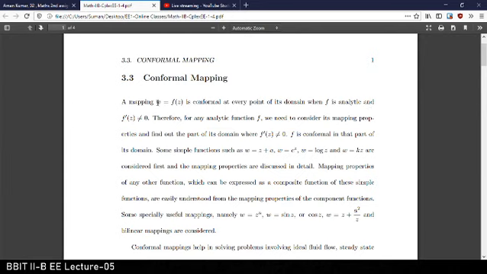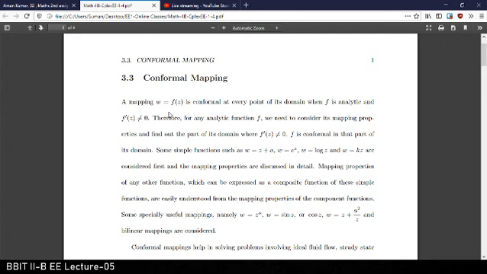Instead of f(z), you can write u(x,y) + i v(x,y). You can take the partial derivatives with respect to x and y of both u and v. Then those derivatives should be continuous and should satisfy the Cauchy-Riemann equations. Then we will say it is an analytic function.